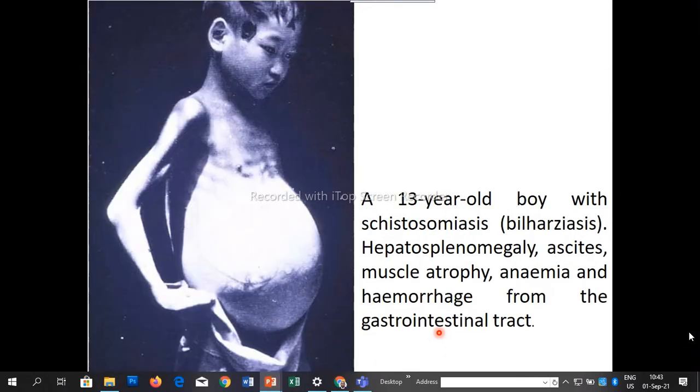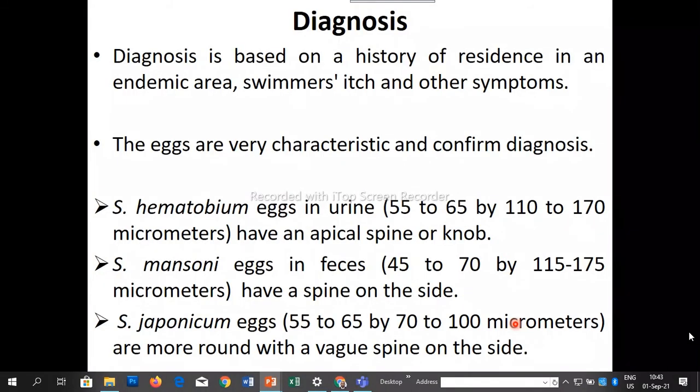This is also a boy with schistosomiasis, also known as bilharziasis, with hepatomegaly, increased size of the spleen and the liver, ascites, muscle atrophy, and even hemorrhage from the gastrointestinal tract. We diagnose this by finding eggs in stool or urine.